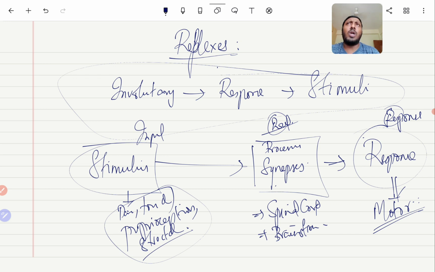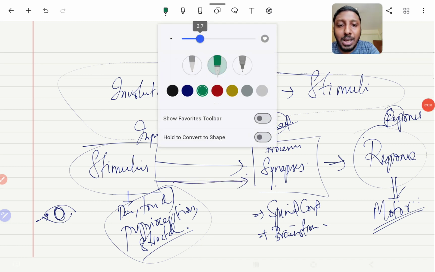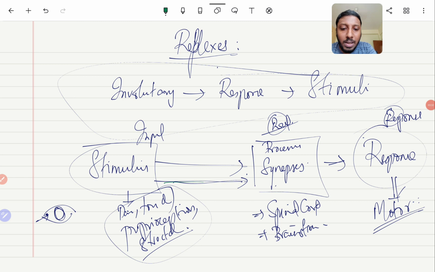So let's talk of an example. This is the eye, and if somebody pokes the side of the eye, it goes to a synapse, and then the synapse decides, oh, it's dangerous to the eye. You have to close your eye. And how do you close your eye?